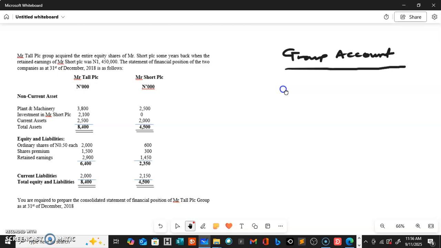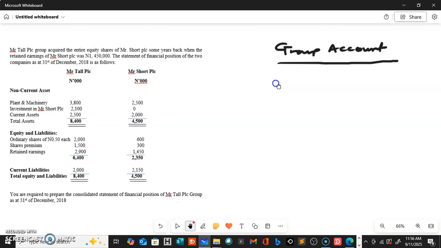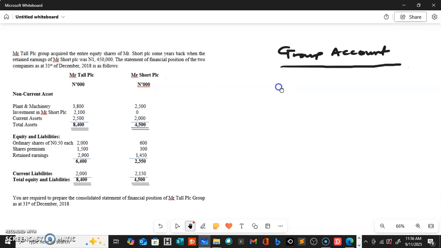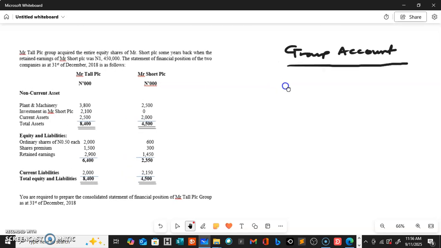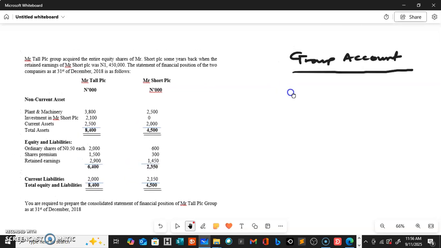So, in this case, if a parent company has 100% ownership, it means there's no non-controlling interest. That means there are no other individuals or shareholders that have shares or interest in that company.